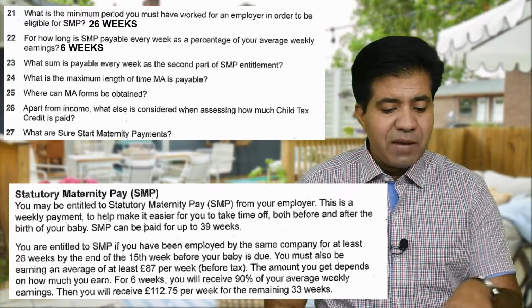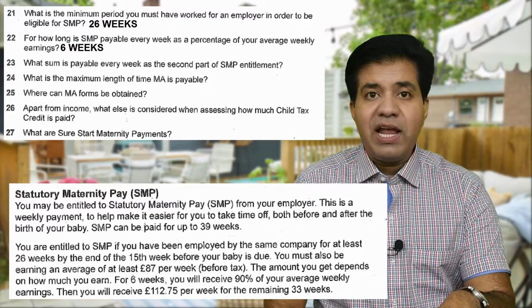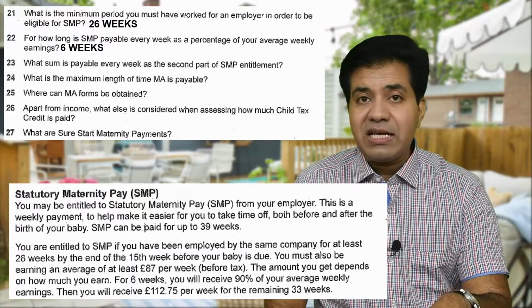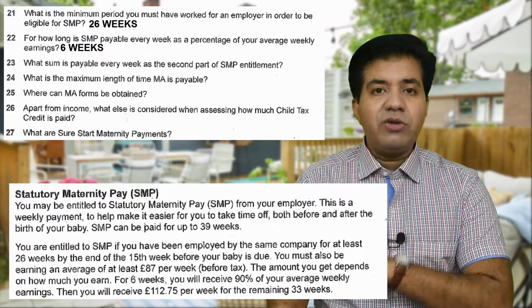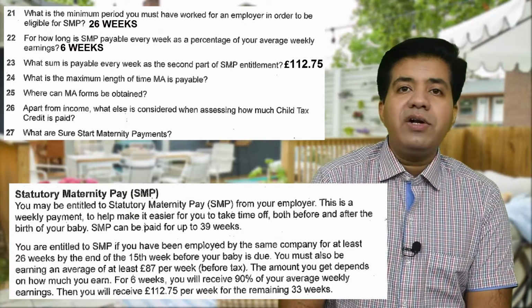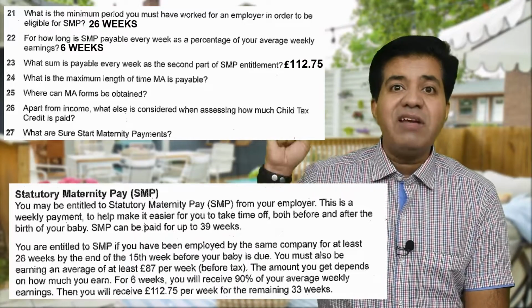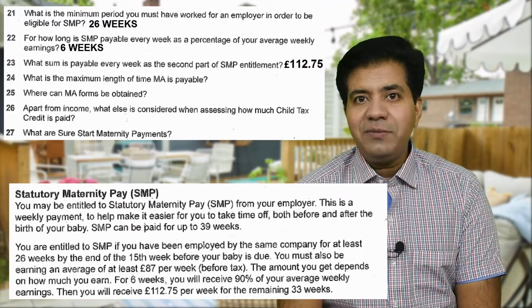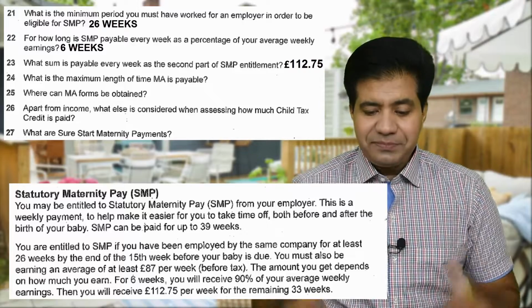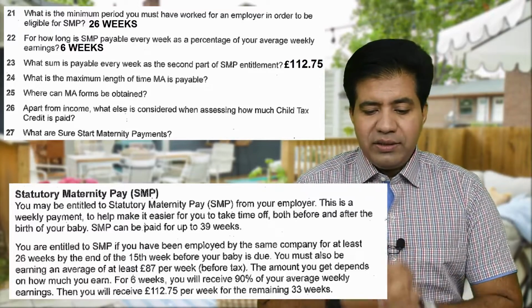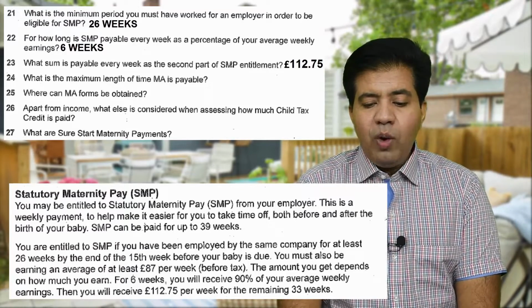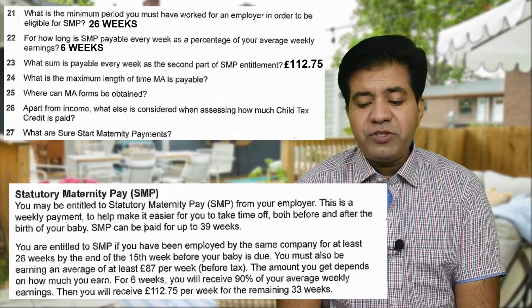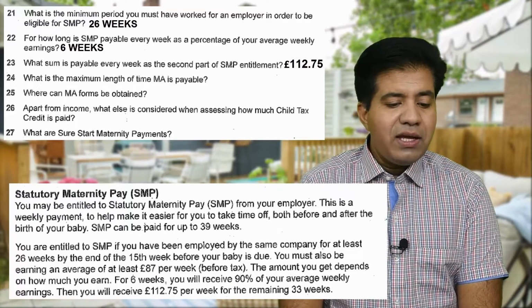What sum is payable? That is £112.75 per week. Per week means every week. So the answer is £112.75. Clear? That's easy, guys. Let's go on. The next is 24. What is the maximum length of time MA is payable?